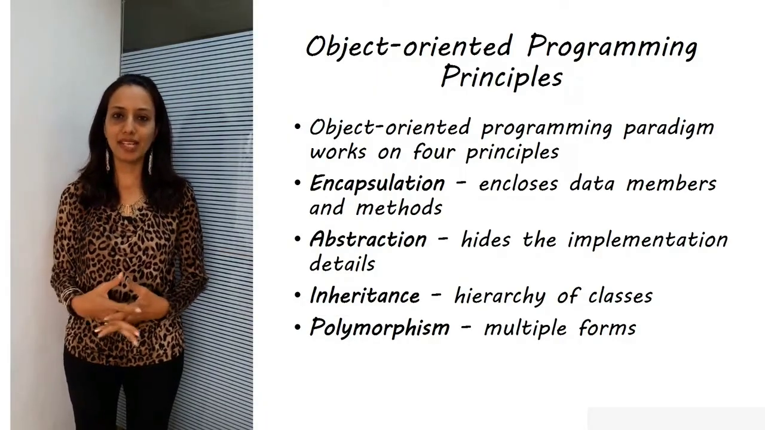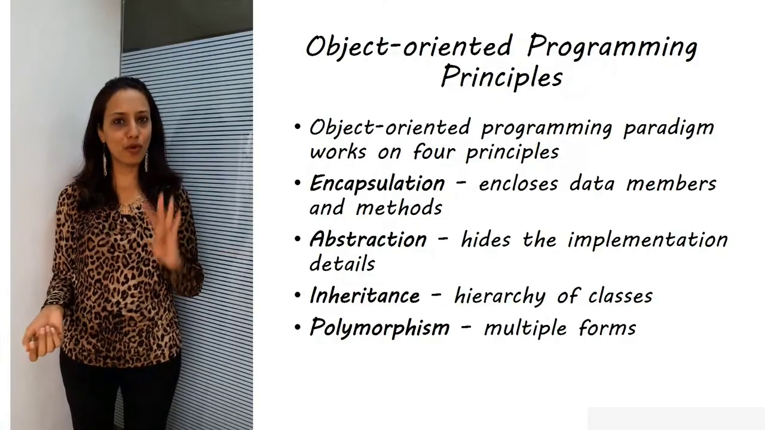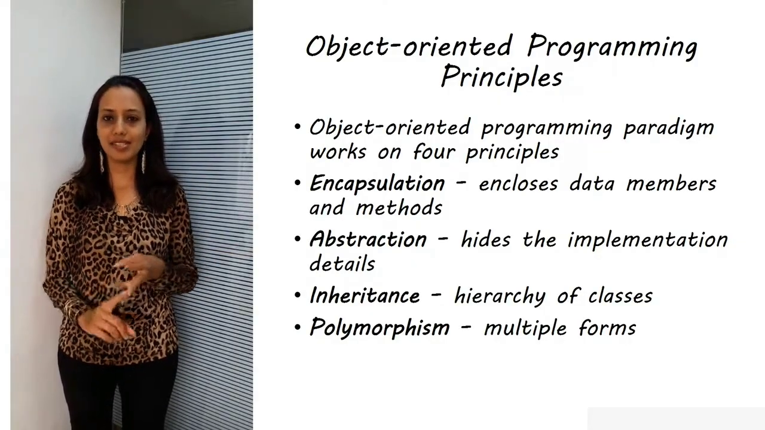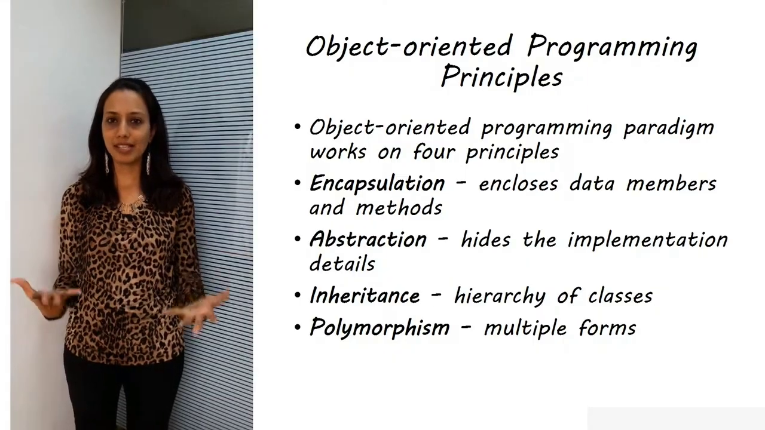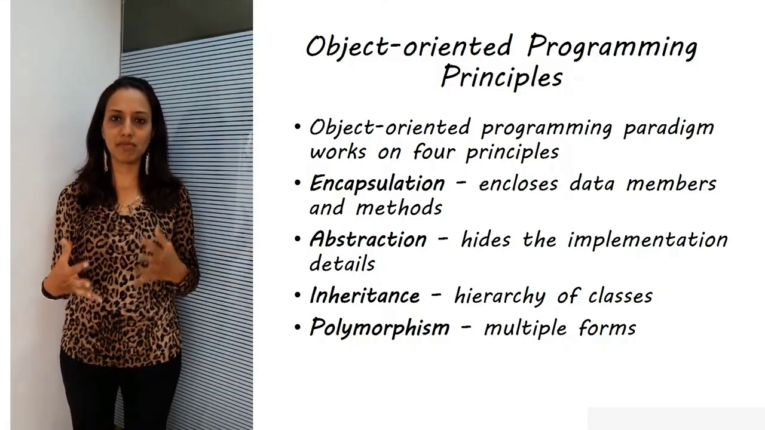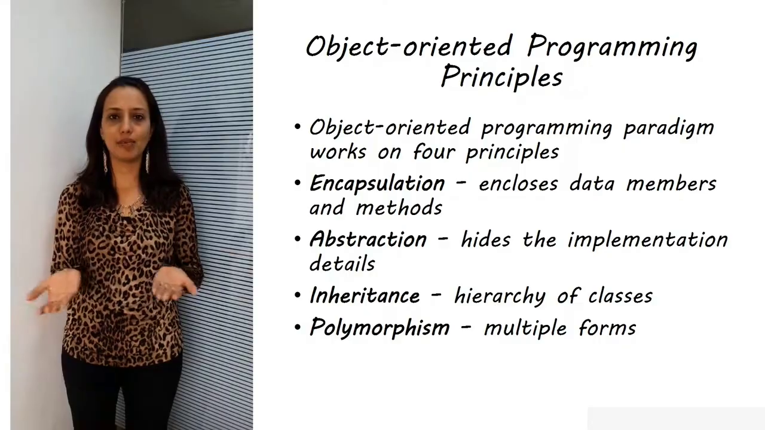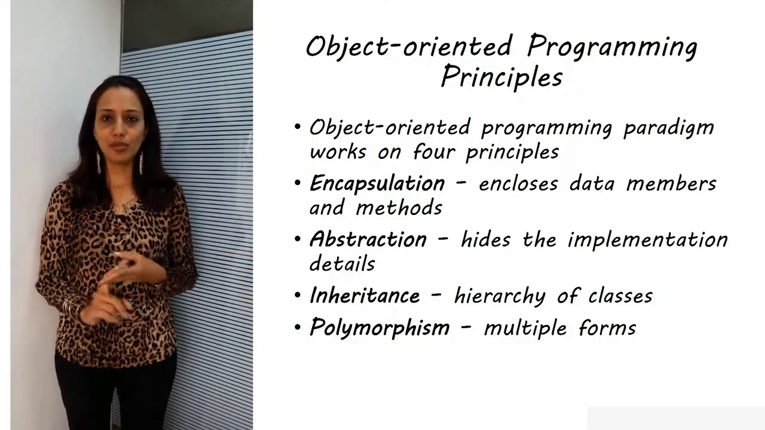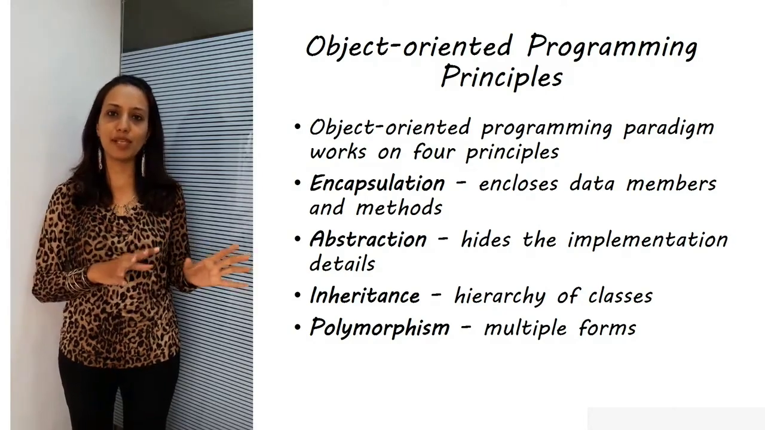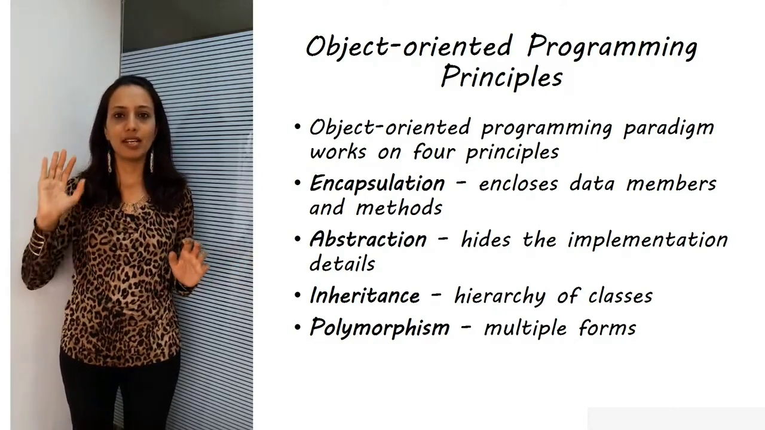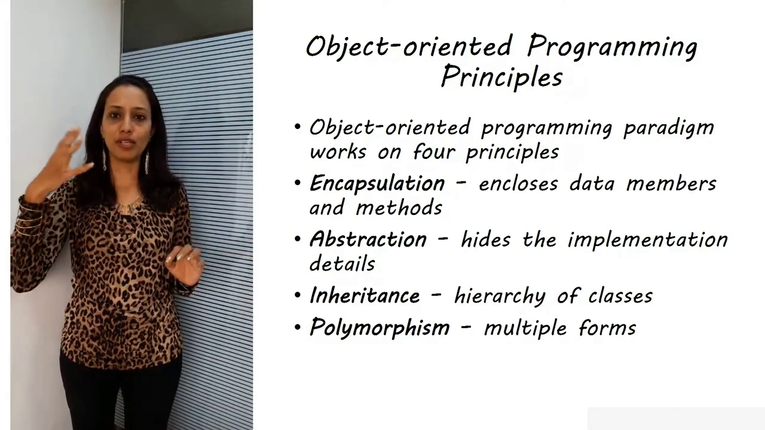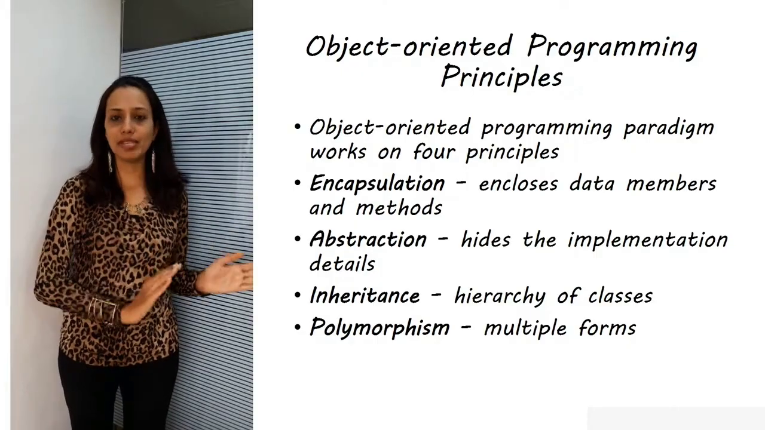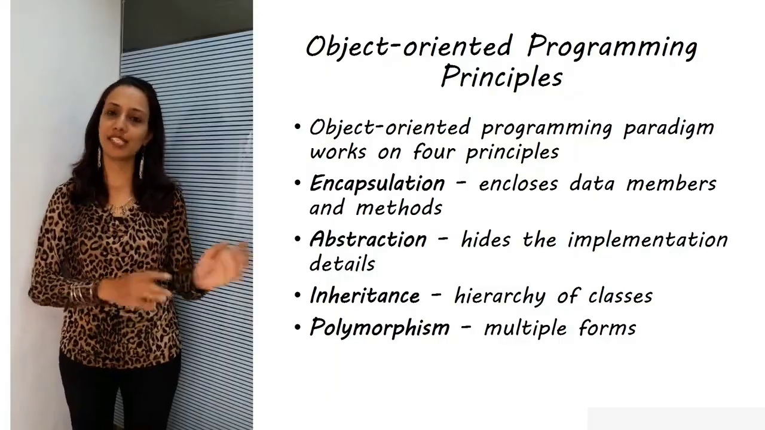This paradigm, object-oriented programming, works on 4 principles: encapsulation, abstraction, inheritance and polymorphism. Encapsulation means that you are going to encapsulate something or enclose something in a secure space. Number 2 is abstraction. To abstract something means to hide something from vision or from the external environment, and in more technical terms, to hide the implementation of a certain process.